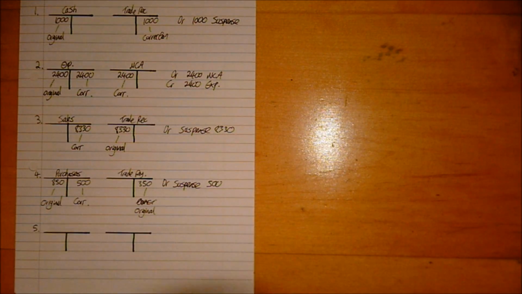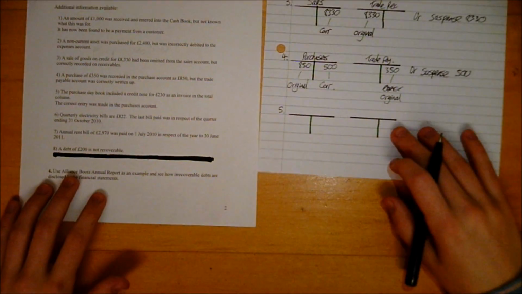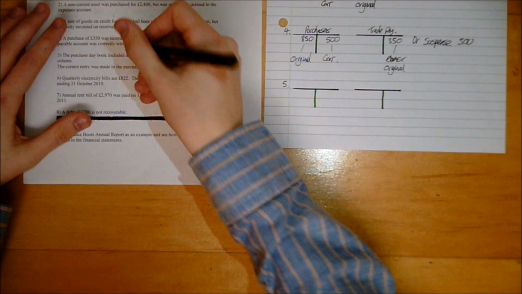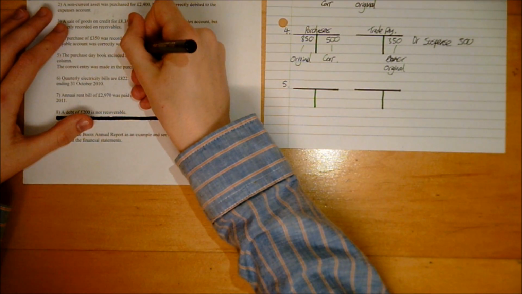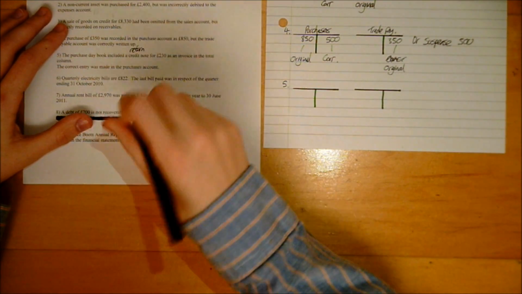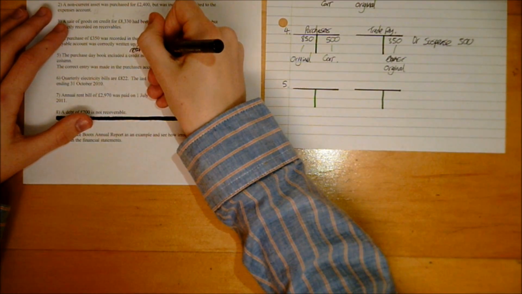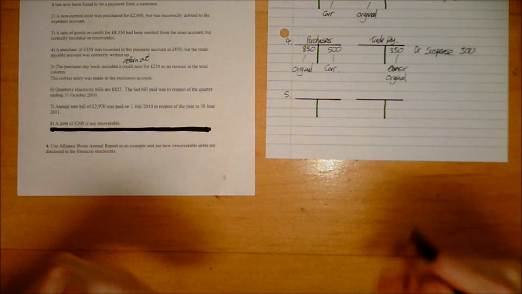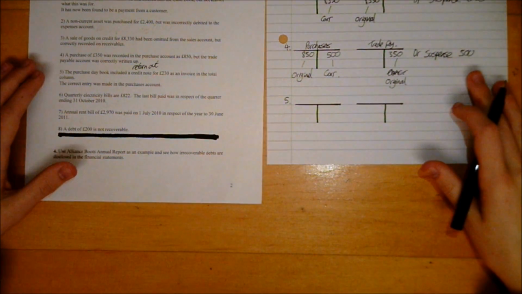Okay, now on to part 5. So the purchase day book included a credit note. A credit note just simply means a return. So it's a purchase, so it's a return out. Because if we buy something and return it, we're returning it out. We're giving it back. It's not a return in. It's not a sale.